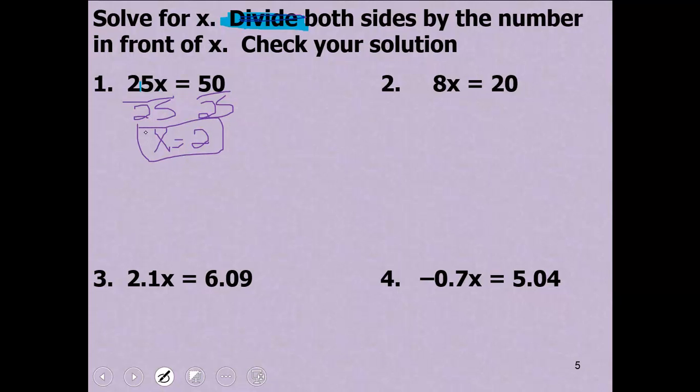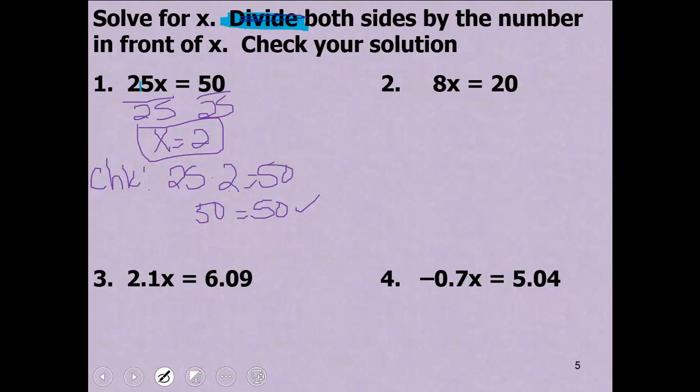Plug it in and check. And I get 25 times 2 is equal to 50. 25 times 2, 50. 50 equals 50. Just like that. And it checks. Try number 2. Come back, see if you got it right.